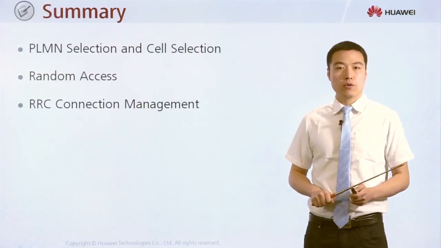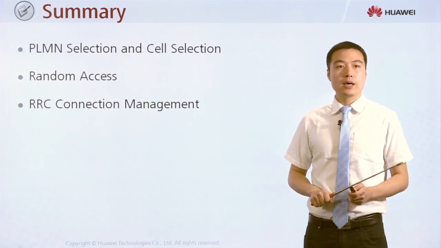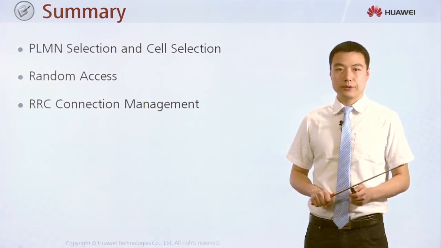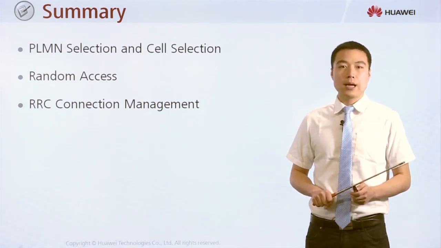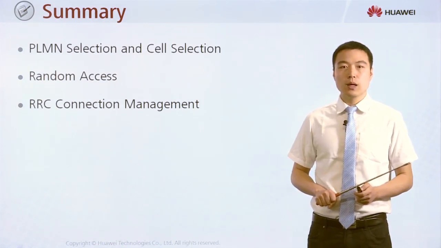Let's have a summary for these sections. First, we discussed the PLMN selection and the cell selection after UE power on. These two procedures are very common for the UE. The UE will first do the PLMN selection and the cell selection. After that, the UE will stay in the cell it selected. And if the UE receives a paging or the user initiates services, the UE will perform the random access procedures, trying to build a connection with the network. After that, we will have the RRC connection management procedures. That's all for these chapters.